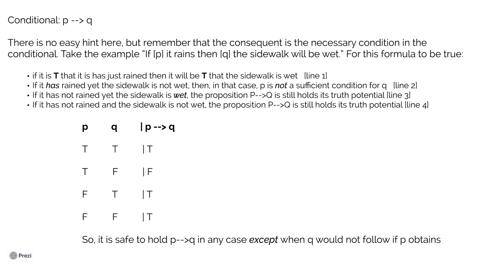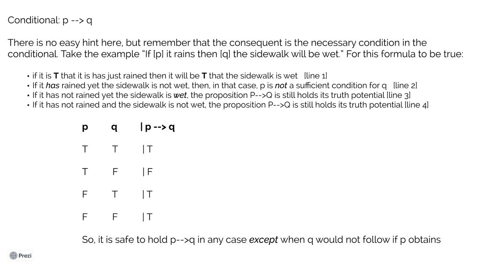On the other hand, if it has not rained and the sidewalk is wet, this does not mean that the proposition, if it does rain, the sidewalk will be wet, is false. It might simply be a sunny day and the sprinklers came on. It may still be true that if it does rain, the sidewalk will get wet from the rain. So the fact that P is false in itself does not disprove the truth of if P, then Q. Similarly, if it has not rained and the sidewalk is not wet, this does nothing to disprove the proposition.